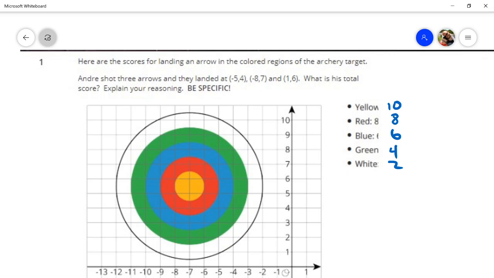Let's do that one first. Negative 5 and 4. That's where they meet. Negative 8 and 7. And that's where they meet. 1 and 6. That would be mine, way over there. That's Mr. Lenhardt's.